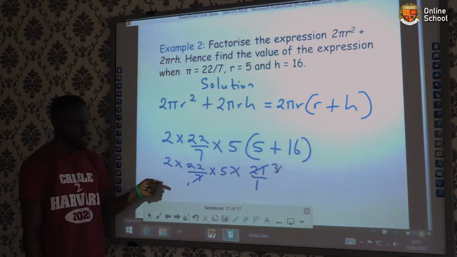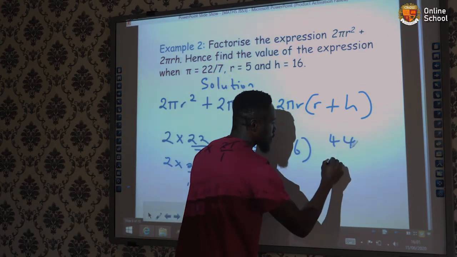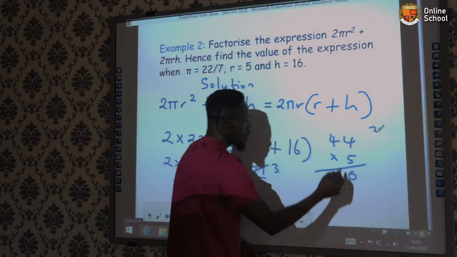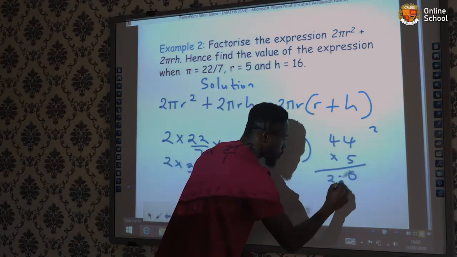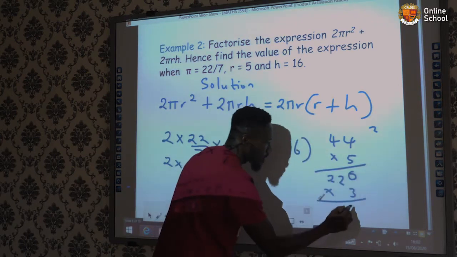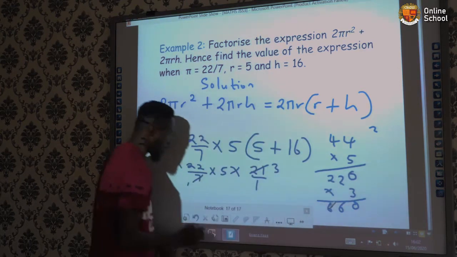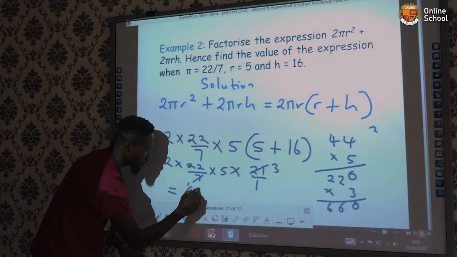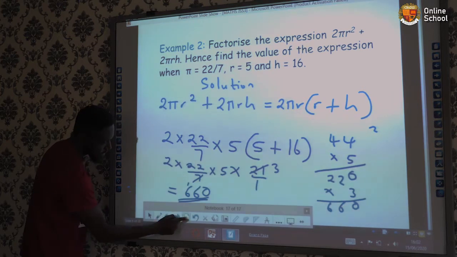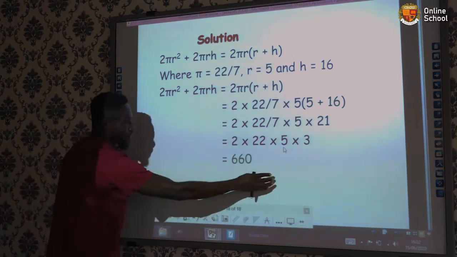2 times 22 will give us 44. 44 times 5. Let's do it here together. 5 times 4 is 20, right? 0, carry your 2. 5 times 4 is 20 plus 2 is 22. Times what? 3. So this is 0. 3 times 0 is 0. 3 times 2 is 6. 3 times 2 is 6. Our answer becomes 660. Very simple, right? Now, this is it as it is solved.